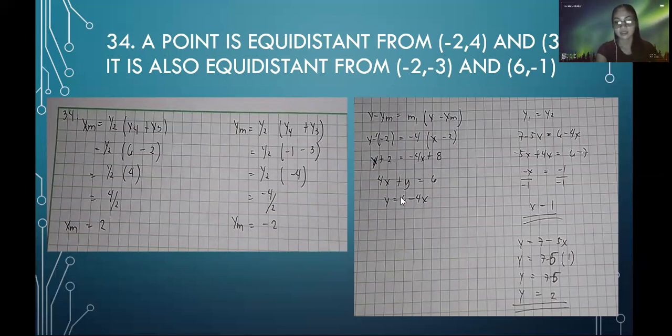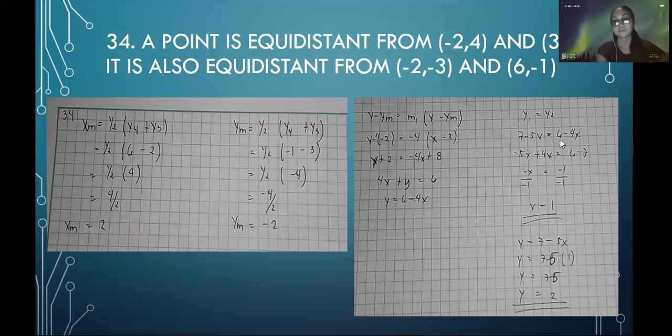So y is equal to 6 minus 4x. So y sub 1 is equal to y sub 2. So negative 7 minus 5x equals 6 minus 4x. So negative 5x plus 4x equals 6 minus 7. So negative x is equal to negative 1. Then divide both sides by negative 1, so x is equal to positive 1.